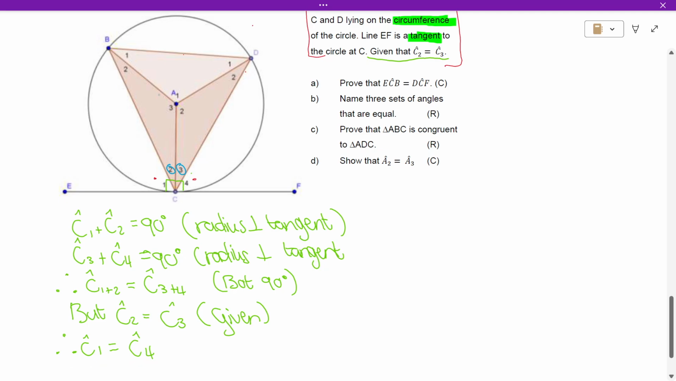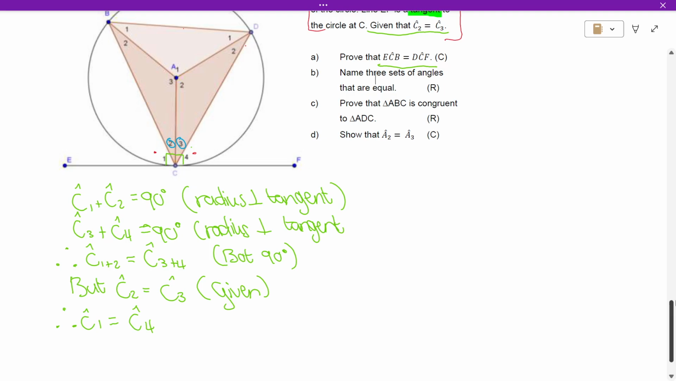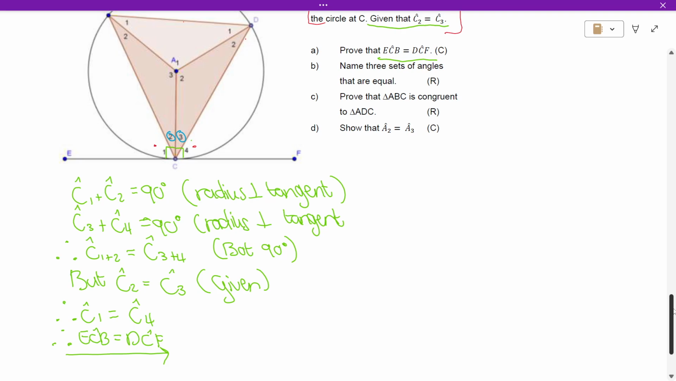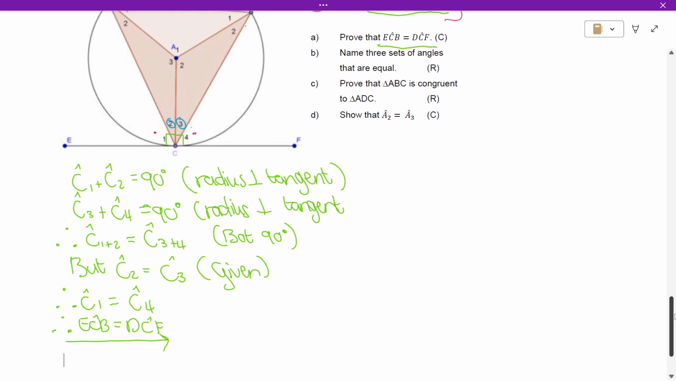Or if you really want to, you can write it using the same letters that are given. So you can also write, therefore ECB is equal to angle DCF, and have that as your final answer. Okay, so that was a micro session on Euclidean geometry and how to apply it. Hope that helps, and remember to keep practicing.